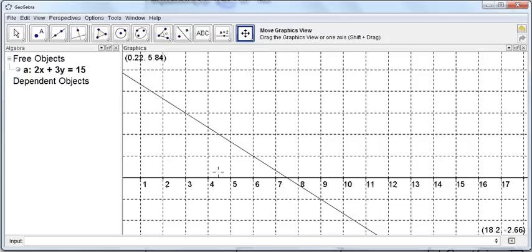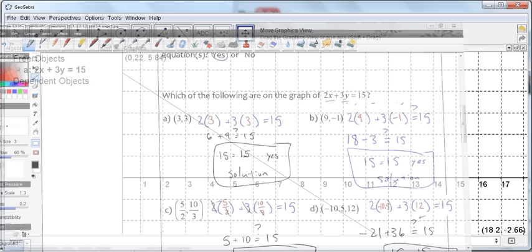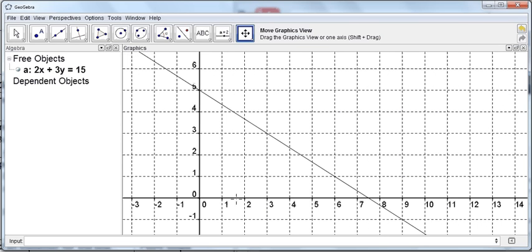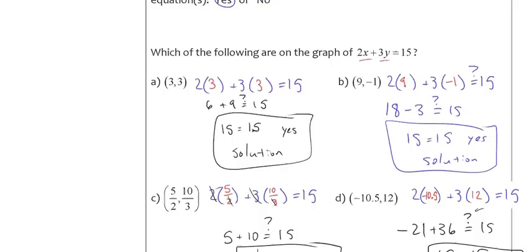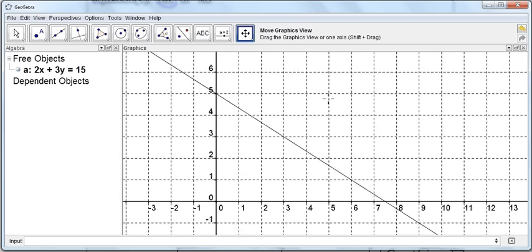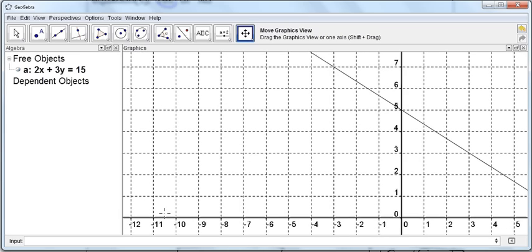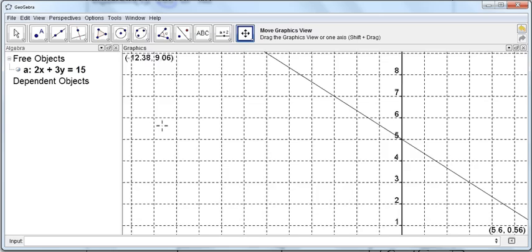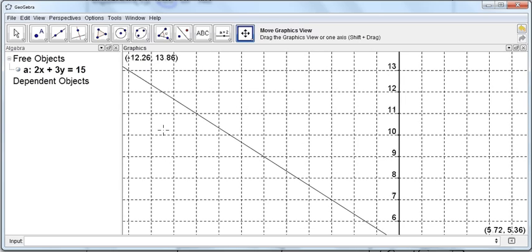Come back over to our equation. That was 5 1/2. Or was it? Sorry. No, 2 1/2. 2 1/2 and 3 1/3. So 2 1/2 right here, and then up 3 1/3, and up. There's that point right there. That's a solution. And lastly, it was negative 10 1/2 and 12. So negative 10 1/2. Got to go all the way over here to negative 10 1/2, and then we're going to head straight up, and it should be right at 12 when it hits, and boom, there it is. Negative 10 1/2, 12. All our solutions were right on the line.